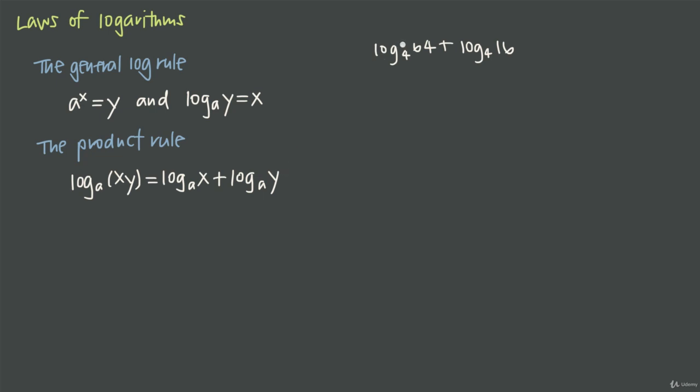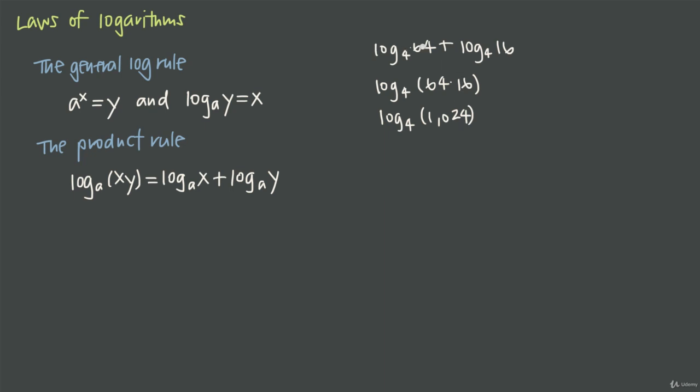So we could apply the product rule to this expression and condense it into what we have on the left-hand side. So using the formula, we can say that this expression on the right is equal to log base a, so we keep the same log with the base 4. And then for the argument, we multiply the two arguments together. So we multiply 64 by 16. 64 times 16 is 1024. So we get log base 4 of 1024.